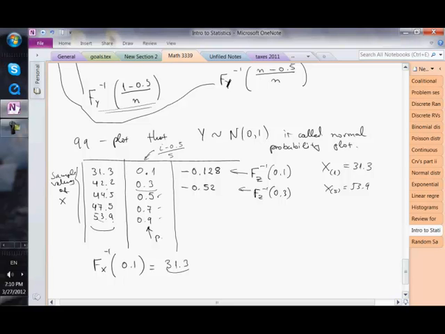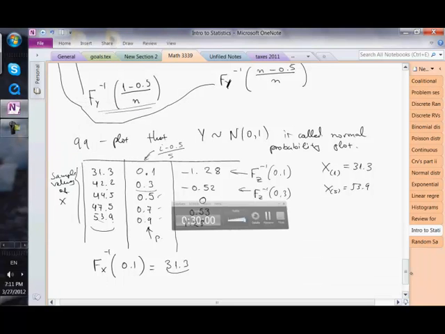I made a mistake at the first point. That's why I was surprised a bit. It's negative 1.28. And so continuing likewise, these are the points that correspond to the inverses of the values of the z that correspond to those probabilities, those quantiles.